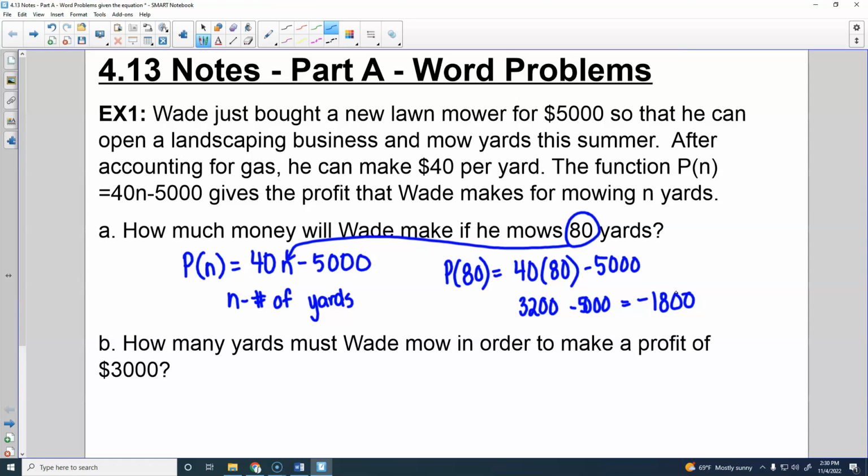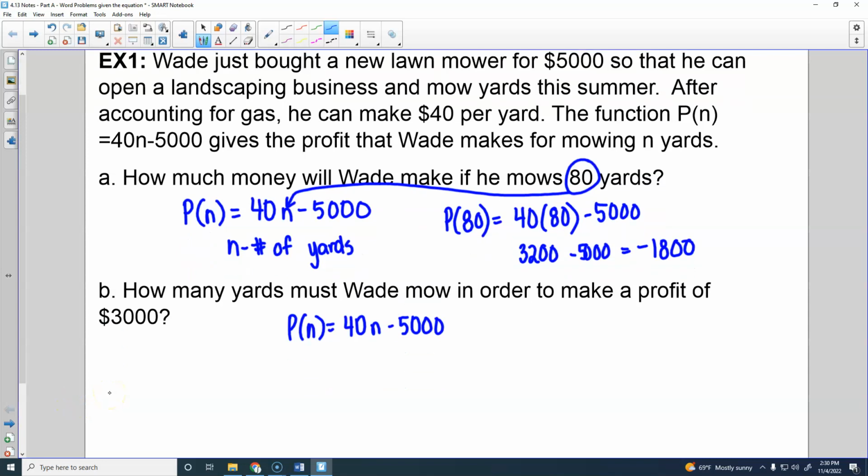So, the next question says, how many yards must Wade mow in order to make a profit of $3,000? All right, so this time, I'm still using the same equation, P of N equals 40N minus 5,000. Where do I need to put the 3,000? If I want to put that into this equation, does it go for the N like on the last problem? It's not, because what does the N stand for? Number of yards, okay?